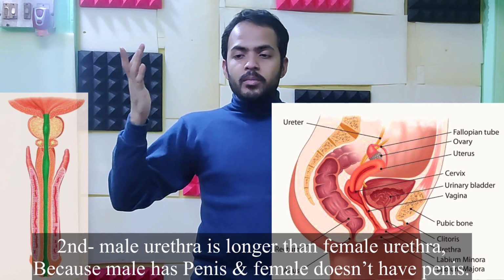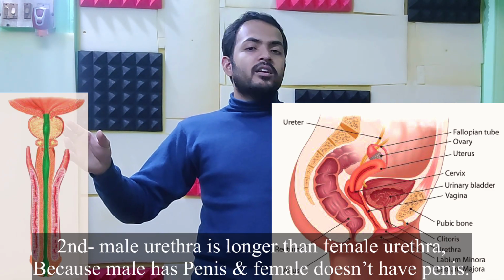Number two, in male, the length of the urethra is longer than in female. Why? Because in male we have a penis. Female doesn't have a penis. Now I'm talking about the male urethra. I will talk about the female urethra later.